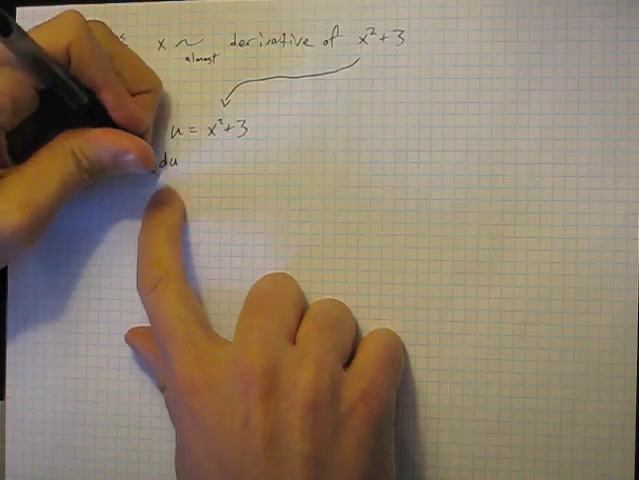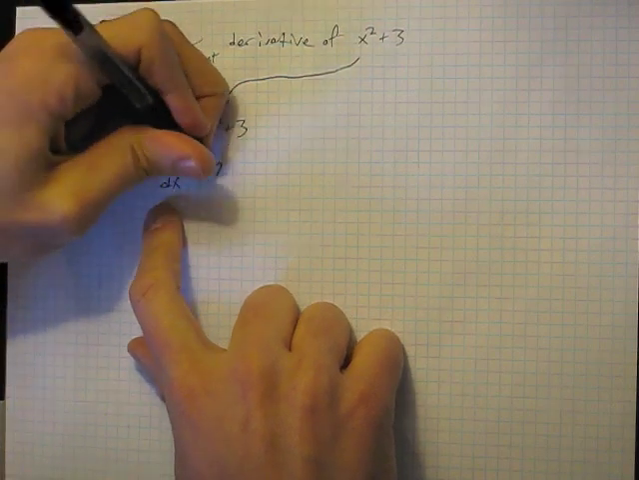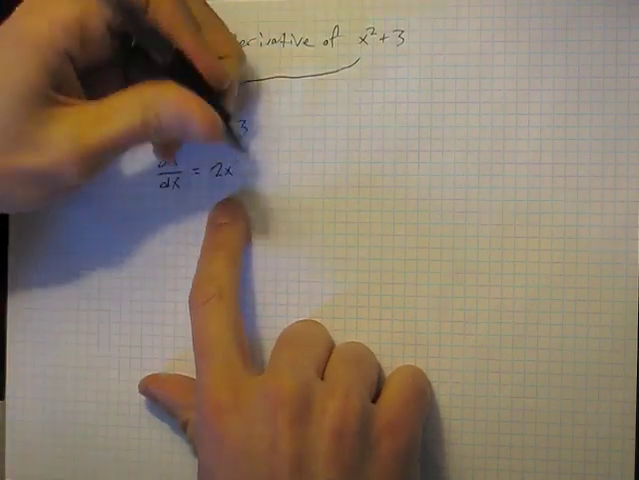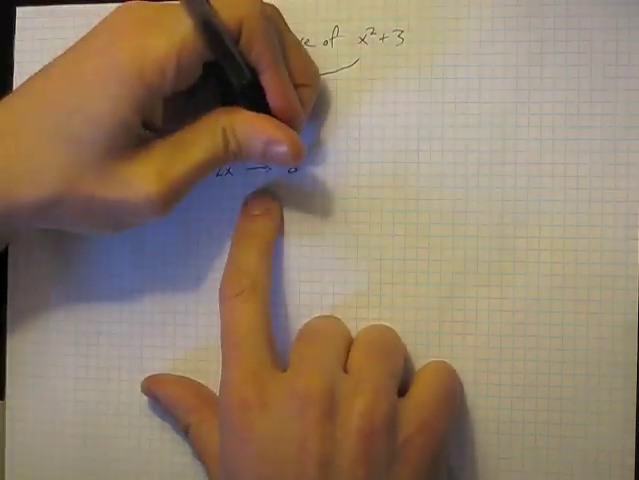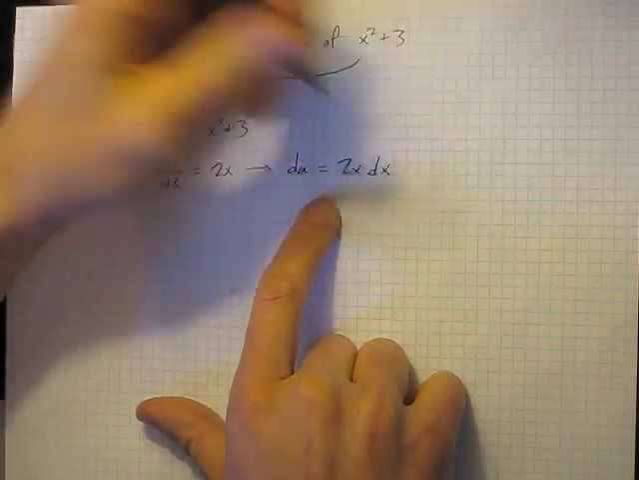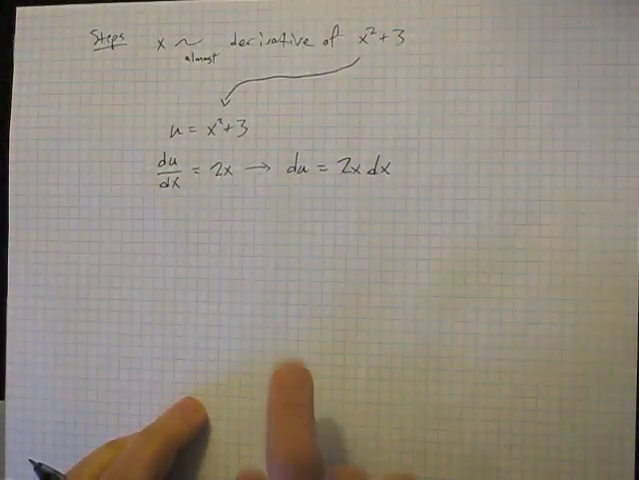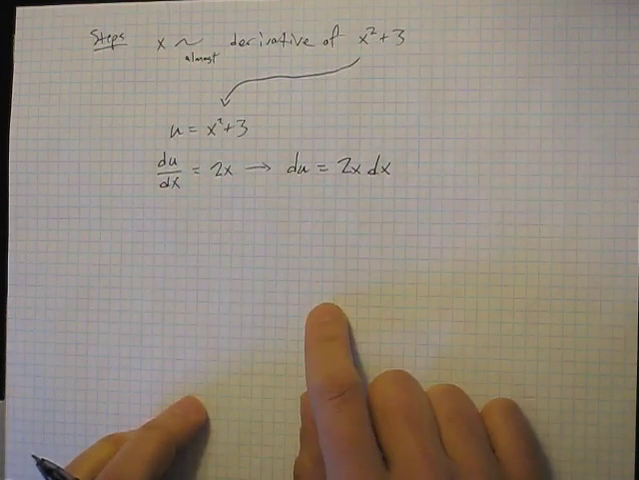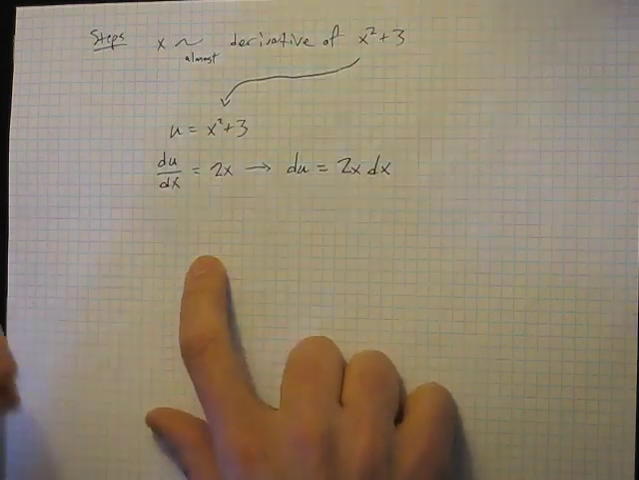Then we take the derivative of that variable, okay? So if we do that, we get du dx is equal to 2x, right? This is usually written in the form that makes it more convenient for using this technique of substitution, which is we pretend that this is a fraction and we multiply the dx over to the other side. We'll see why this is important in just a minute.